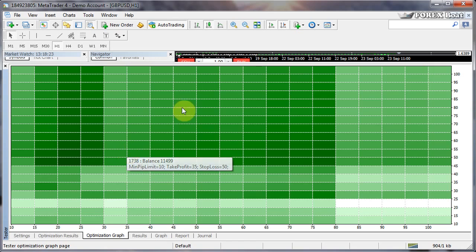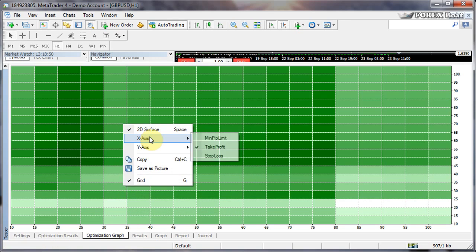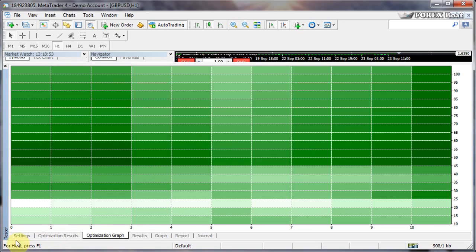So this allows you to analyze the two variables, take profit and stop loss, without worrying about the other ones. I'll show you another example. Let's change the x-axis from take profit to min pip limit. Now on the bottom we have the pip limit, and on the y-axis we have the stop loss. That allows us to analyze those two parameters against each other, to contrast them without having to worry about the take profit. The take profit is taken into account automatically by the tester. It only looks at the best take profit for any combination of the pip limit and the stop loss.